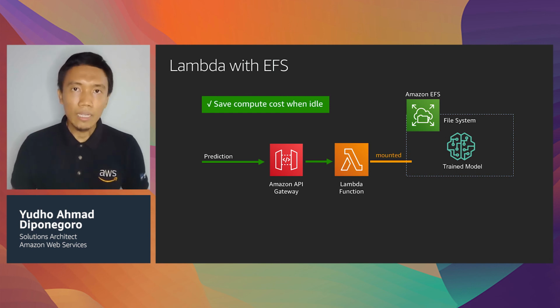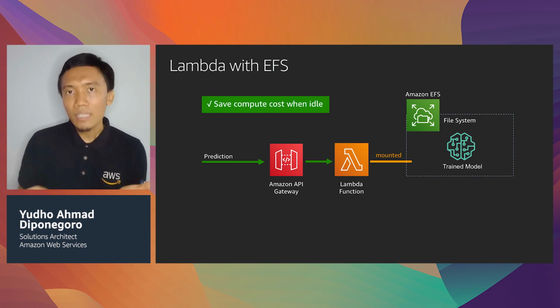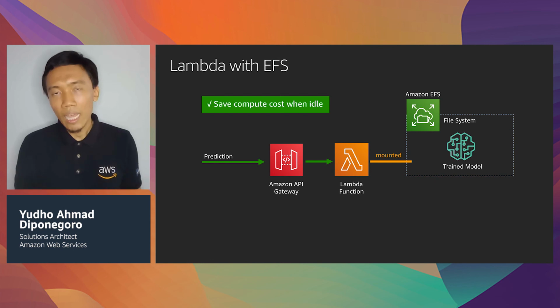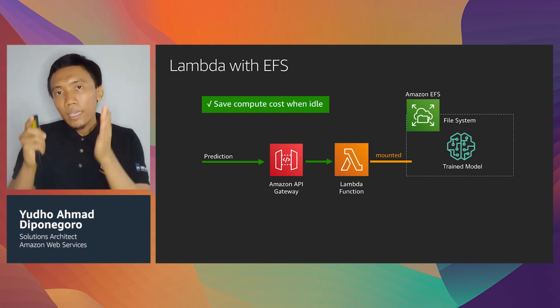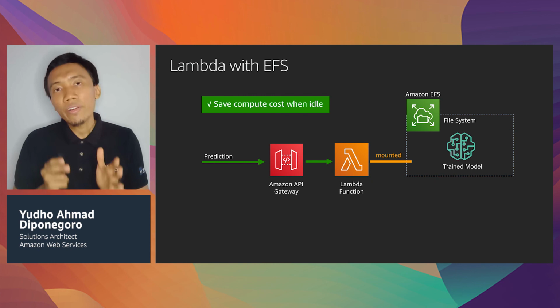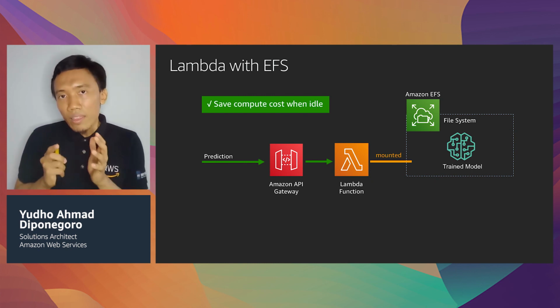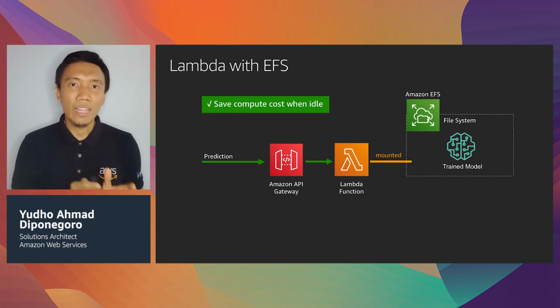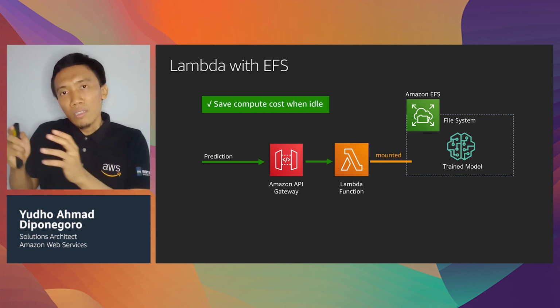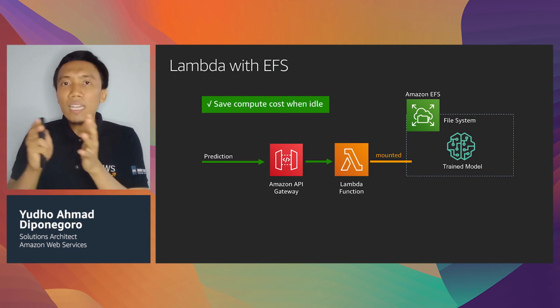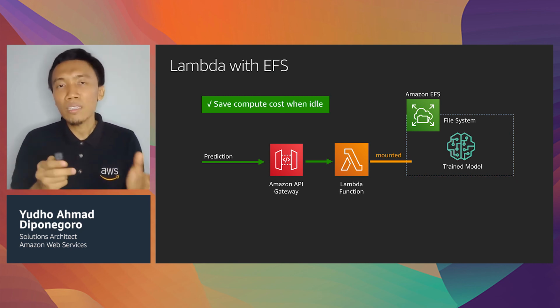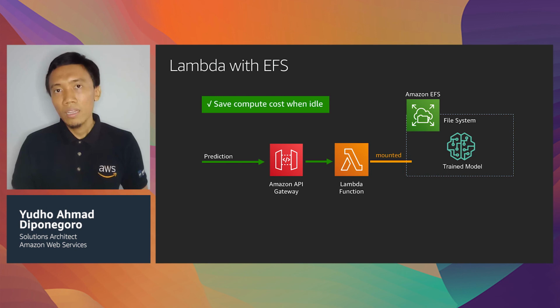With AWS Lambda, you can upload your Python code or code in other languages and get Lambda to run the code whenever it gets triggered, for example, when there's a prediction call. And then with the recent integration from Lambda to EFS, you can store your machine learning model in an EFS file system and get it mounted to the AWS Lambda function. So now you can have a prediction architecture that can save on compute cost because you don't pay when they are idle.